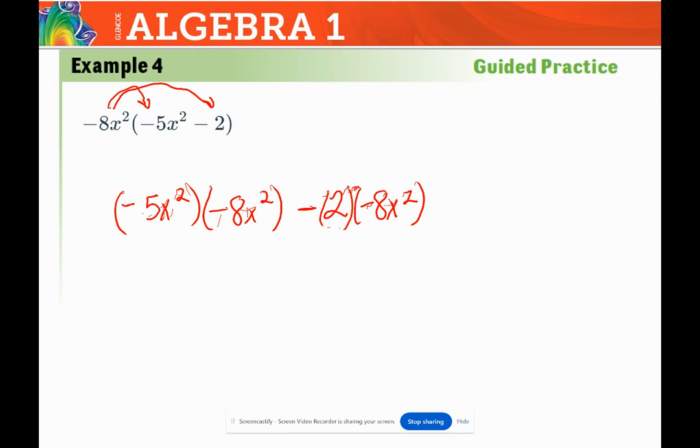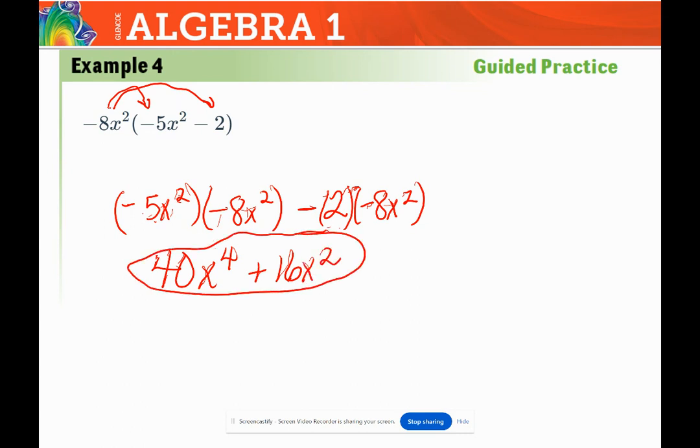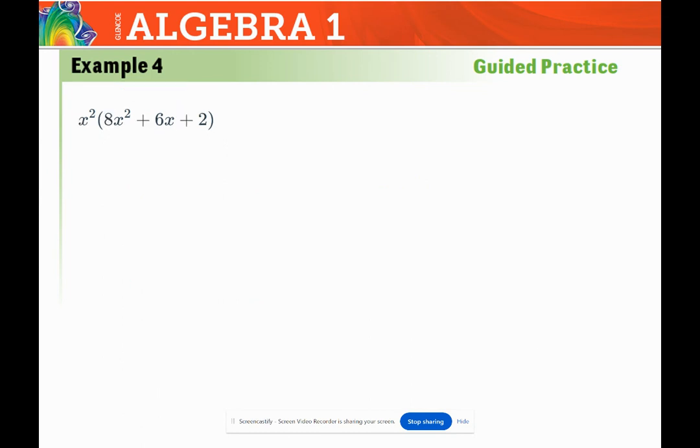A negative times a negative is a positive, because I have 2 negatives, it's a positive answer. 5 times 8 is 40. And then I'm going to add my powers. 2 plus 2 is 4. Here, this negative is subtraction, but we're going to multiply. Again, I have 2 negatives, so that becomes a positive. 2 times 8 is 16, and then x squared. Practice this one out, and then once you're finished with that, you can start on your worksheet.